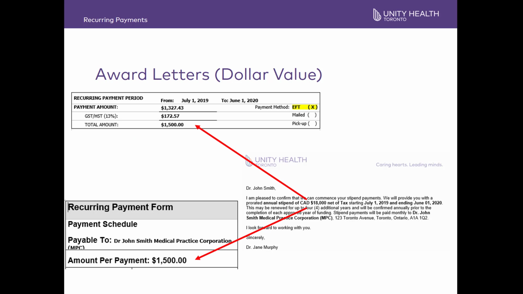Ensure that the award letter and both schedules on the recurring form tie. If there is a misunderstanding between the financial sponsor and awardee, the business must clarify this difference. Finance and accounts payable, unfortunately, will not investigate on behalf of the business.